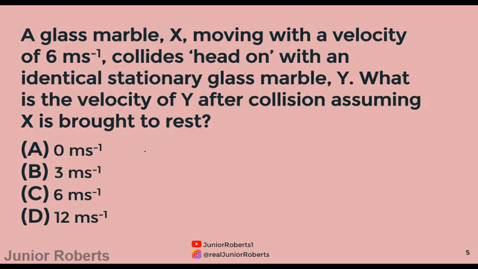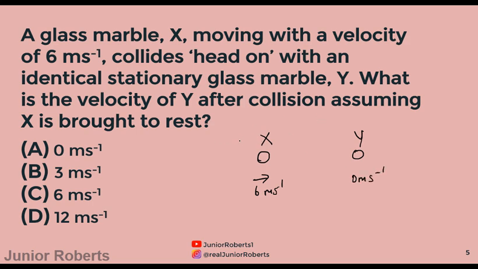Now this question here says, a glass marble X moving with a velocity of 6 meters per second collides head-on with an identical stationary glass marble. What is the velocity of Y after collision, assuming X is brought to rest? Okay, so if we sketch out this scenario here, we will have something looking like this, where we have our marble X, moving with a velocity of 6 meters per second, and we have marble Y, which is stationary, so it has 0 meters per second.